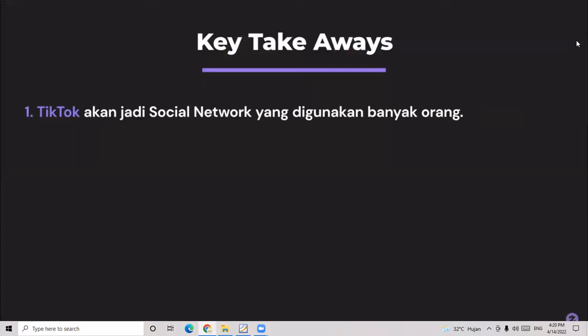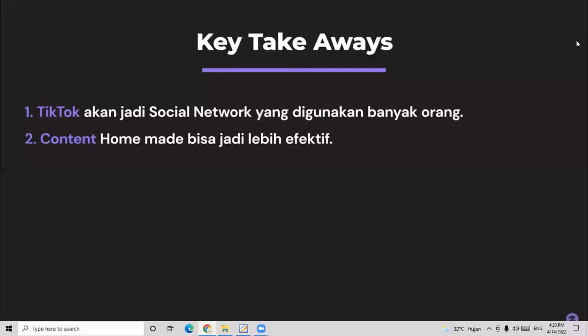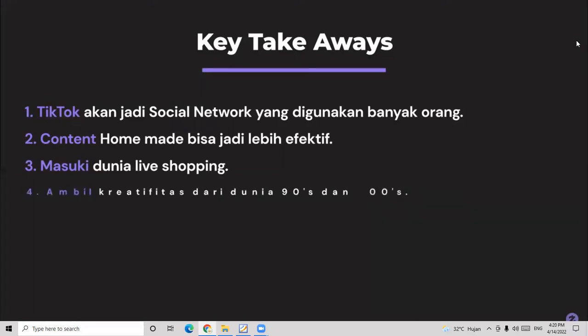Oke, jadi dari semua yang udah gue omongin itu, apa aja key takeaways-nya untuk kamu yang punya bisnis? Yang pertama adalah TikTok bakal jadi the social network yang dipakai banyak orang. Kalau bisnis kamu belum punya TikTok, langsung bikin akunnya dan langsung aja terjun ke sana sebelum makin banyak kompetitor kamu yang terjun duluan. Konten yang homemade, diedit secara simple dan di-shoot dari HP bisa lebih efektif dibandingin konten yang diedit secara profesional. Coba untuk memasuki dunia live shopping karena trennya bakal semakin tinggi, mungkin bisa partner up dengan seorang influencer juga. Dan mungkin coba bereksperimen mengambil kreativitas dari dunia 90s dan the 2000s. Mungkin trennya bakal ke sana.